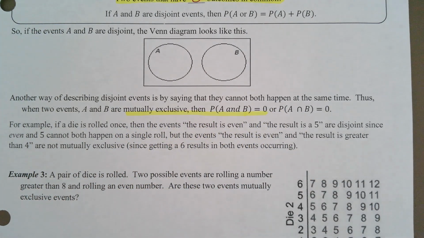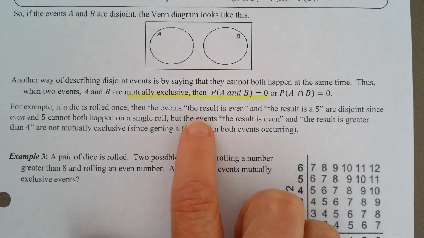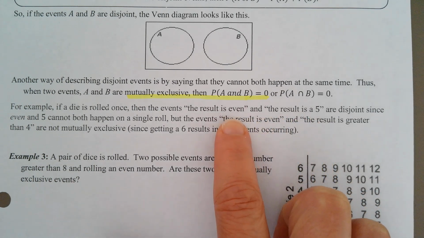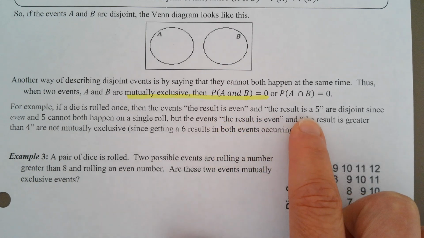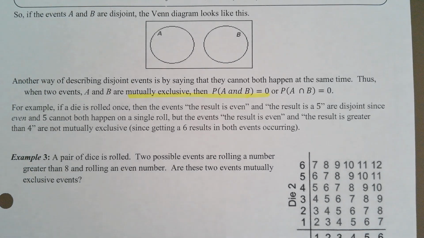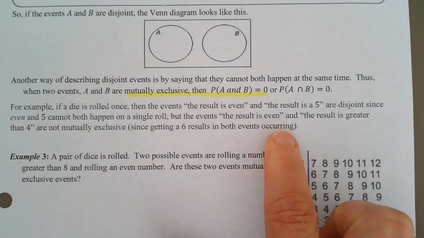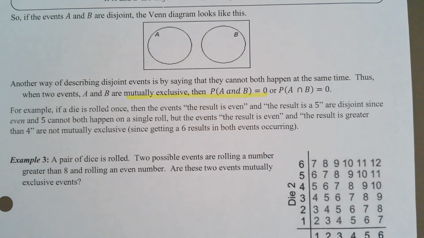For example, if a die is rolled once, then the result is even and the result is a 5 are disjoint. They have nothing in common. Even is a 2, 4, or 6, and 5 have nothing in common. They are disjoint, since even and 5 cannot both happen on a single roll. But the events, the result is even and the result is greater than 4, are not mutually exclusive, since getting a 6 results in both events occurring.